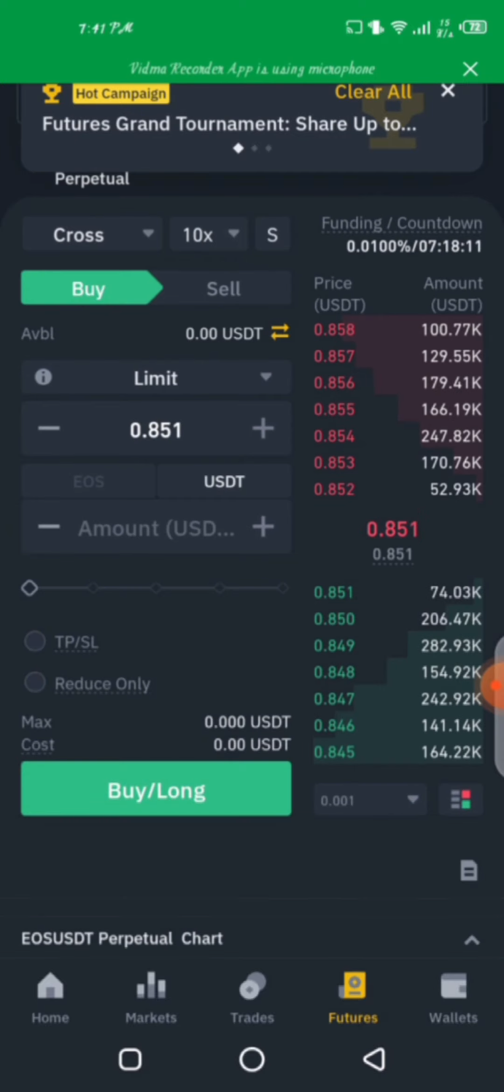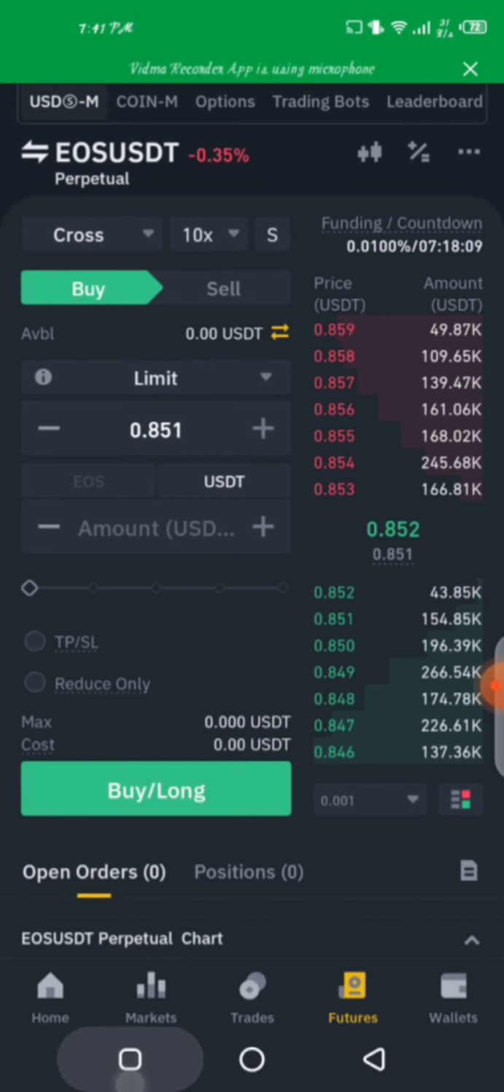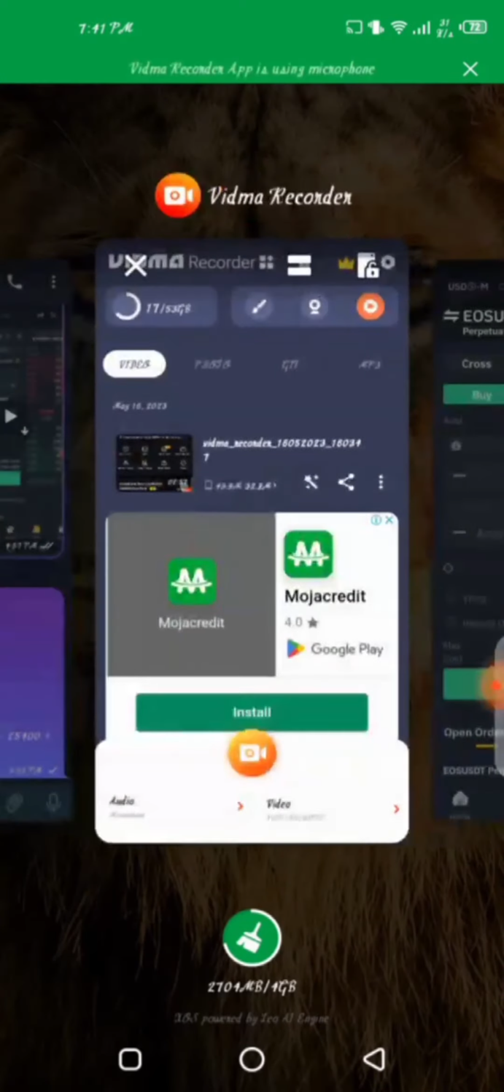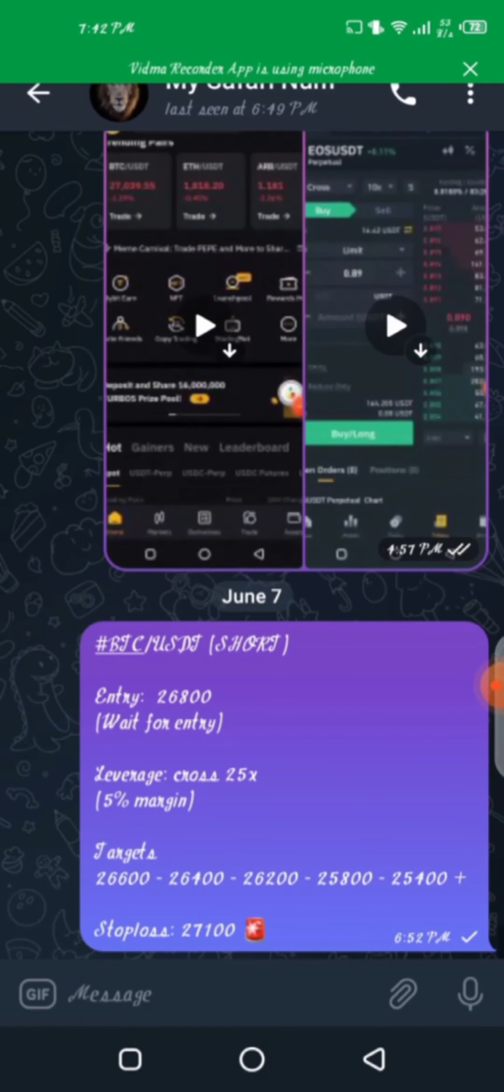Once you click on the futures part, let's say for instance a signal has been sent just like this. Anytime I send a signal, this is how it's going to look. BTC USDT short, or if it is Ethereum USDT short or long, I'm going to indicate it like this. Entry point, wait for entry. Leverage, I will indicate the leverage you're supposed to use. And the margin simply means the total amount.